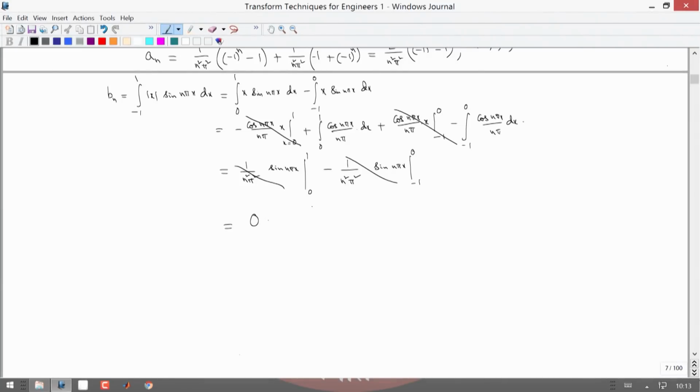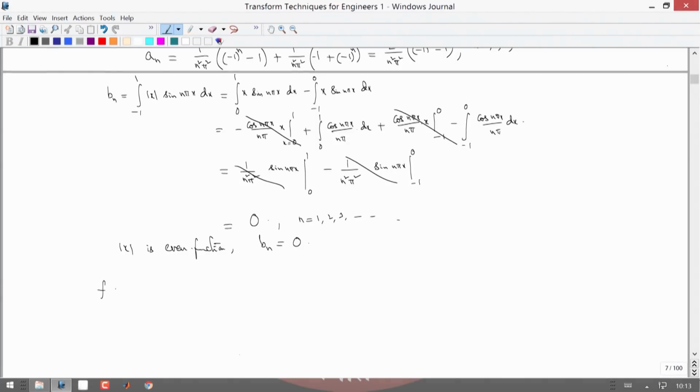You can easily see this because mod x is basically an even function. So, you can clearly in that case see b n has to be 0, because from -1 to 1 of an odd integrand it has to be 0. The integrand here is even times odd, so an odd function, and when you integrate from -1 to 1 that has to be 0, that is clearly the case. Okay. So, n is running from 1 onwards.